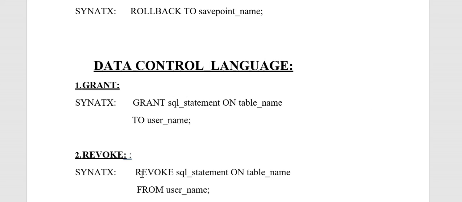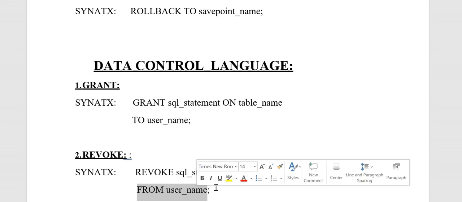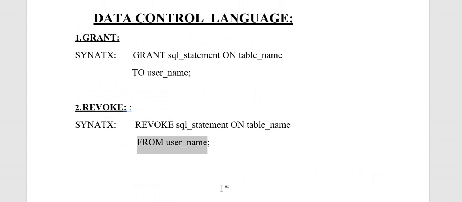Same with revoke. Revoke is opposite to grant. If you want to take back that permission, you are going to use revoke. Revoke select on employees from the user to whom you have given permission. So these are very simple statements.